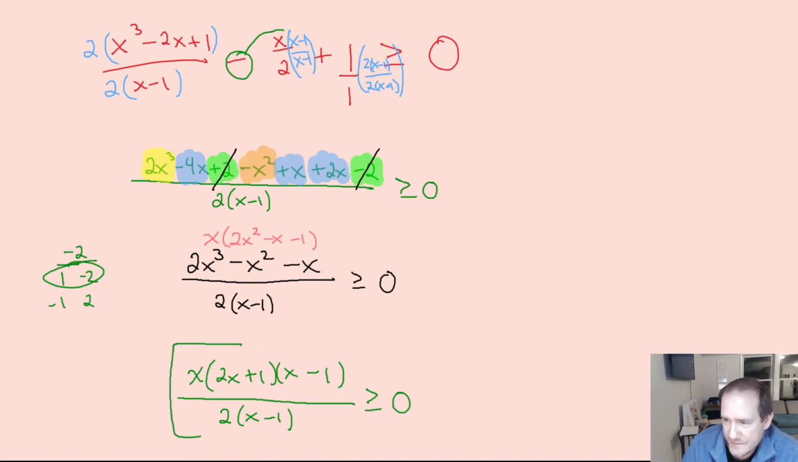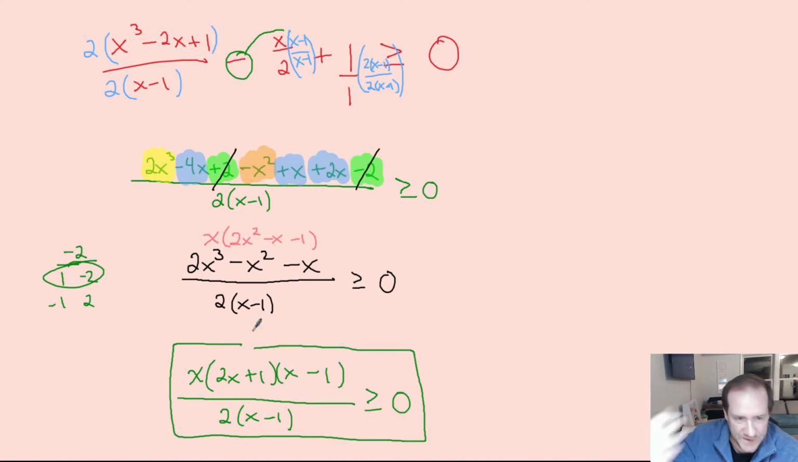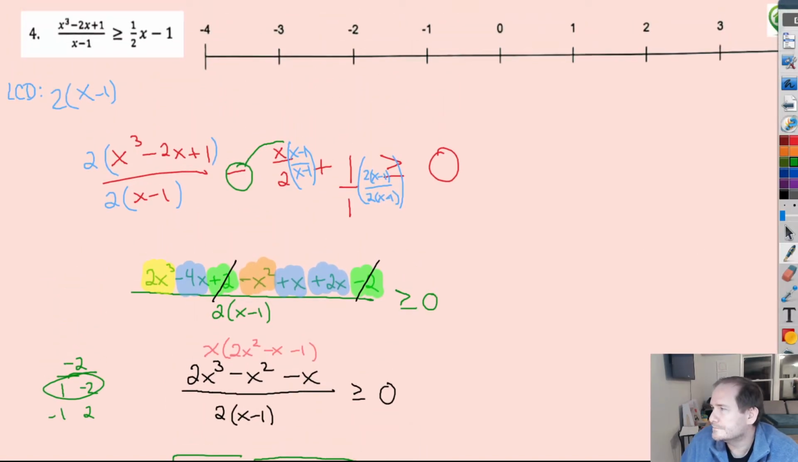And once we've got everything factored, we just hop to the number line, do our sign analysis, and get our answer. So where is that number line?